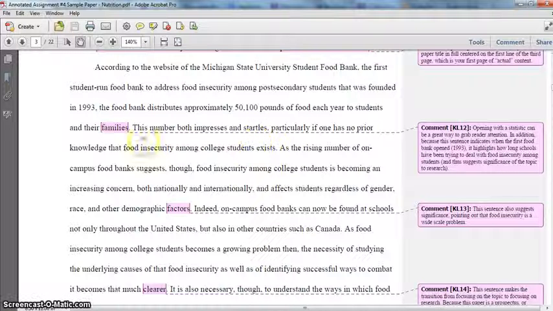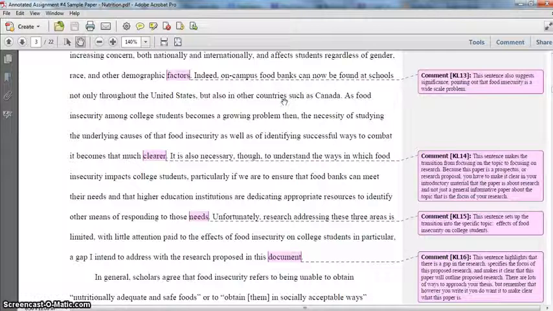Now, what I start to do after I get out of that is I start to then call the reader's attention to exactly how significant this issue is, right? So as I point out in this third sentence, we're seeing an increasing number of on-campus food banks. Students are food insecure both nationally and internationally, and it doesn't necessarily matter gender, race, or other demographic factors. Students on a wide spectrum are being affected by this. So again, I'm highlighting significance. I'm pointing out just how wide scale this problem is, and that's starting to set up why my research will be valuable.